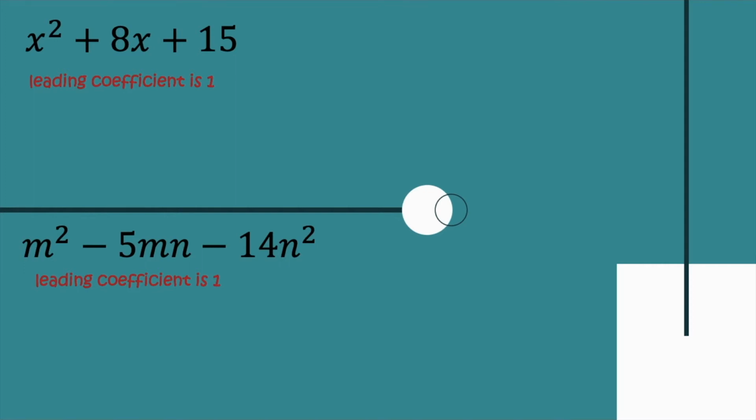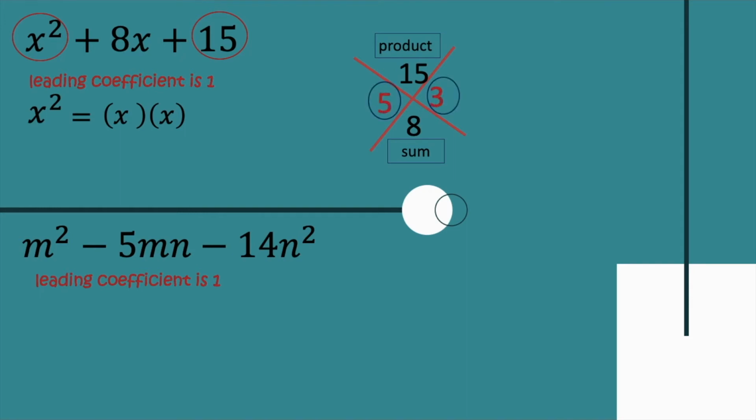Let's start with x squared plus 8x plus 15. The leading term is x squared, and it is factorable as x times x. How about the last term, 15? Take a look at the diagram at the side. Think of two numbers whose product is 15 and whose sum is 8. Very good. The numbers are 5 and 3. Therefore, the factors are x plus 5 and x plus 3.